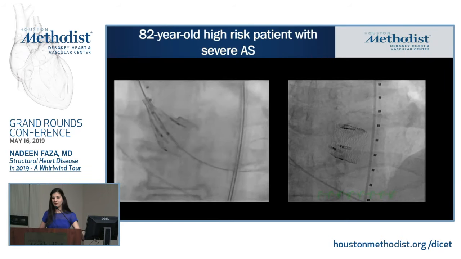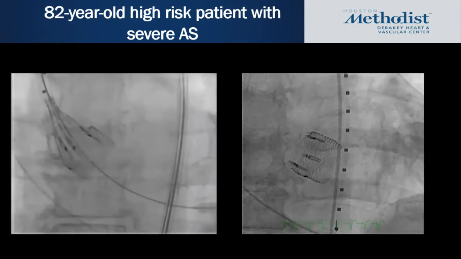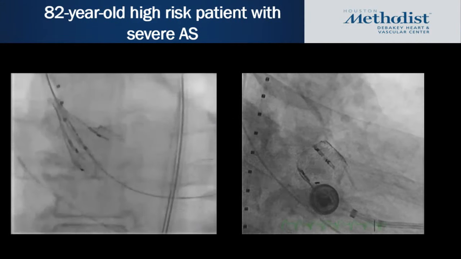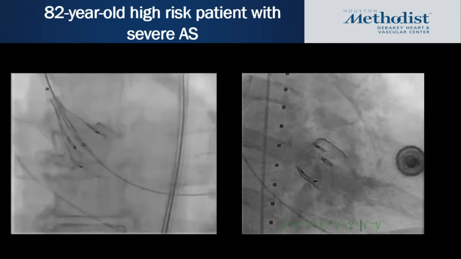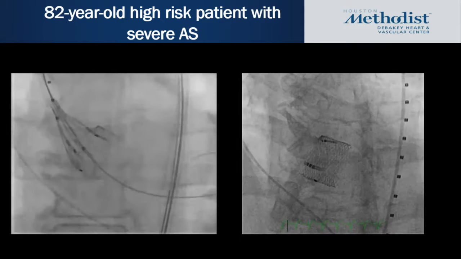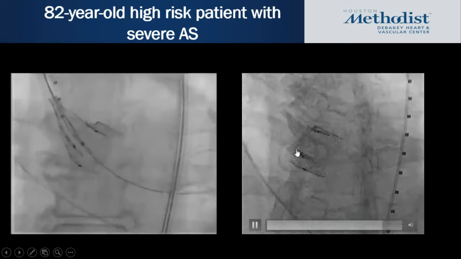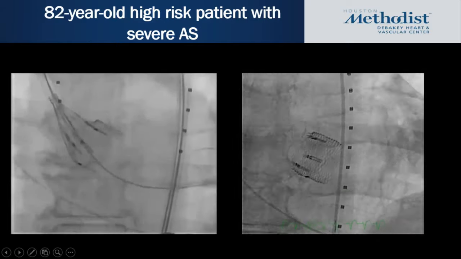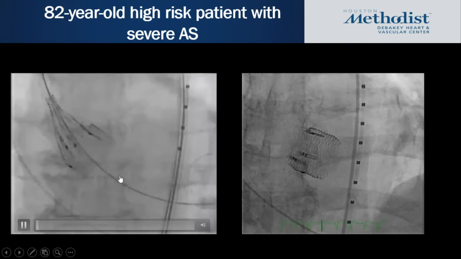This is an example of a patient we had. An 82-year-old high-risk surgical patient came to clinic with symptomatic severe aortic stenosis. We were part of the REPRISE trial, so he was randomized to undergo TAVR with the Lotus valve. These are fluoroscopic images demonstrating the deployment process and the post-deployment process of the Lotus valve, and you can see those radio-opaque markers that were shown in the figure.